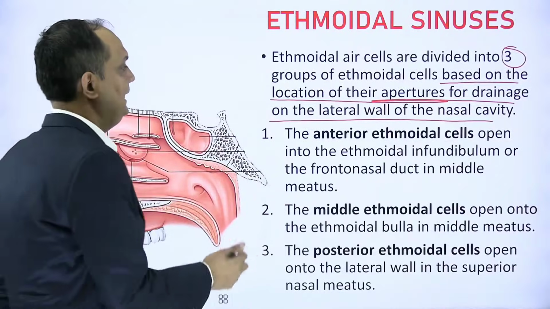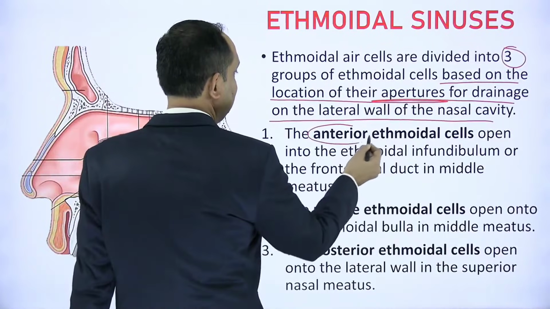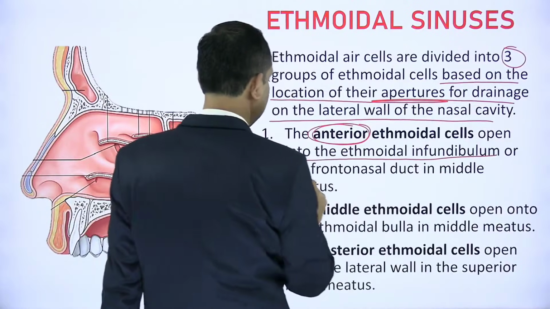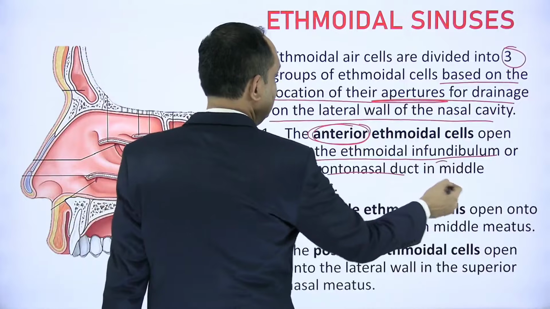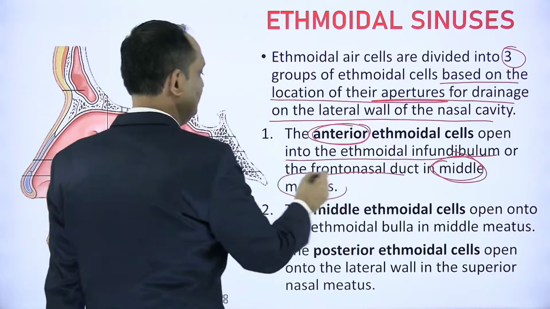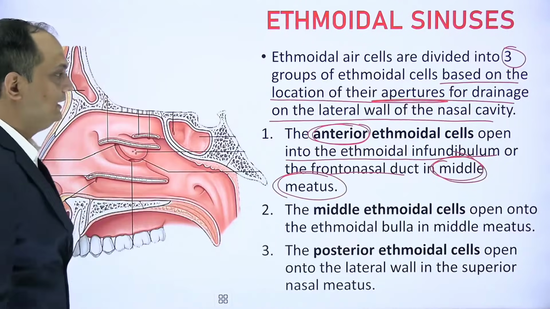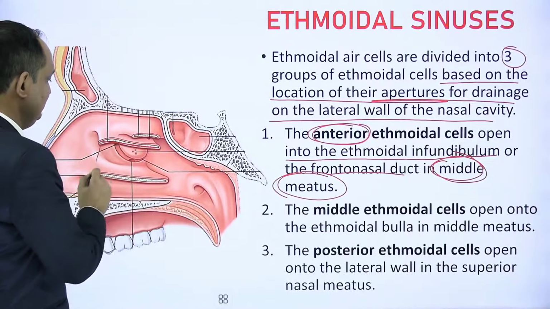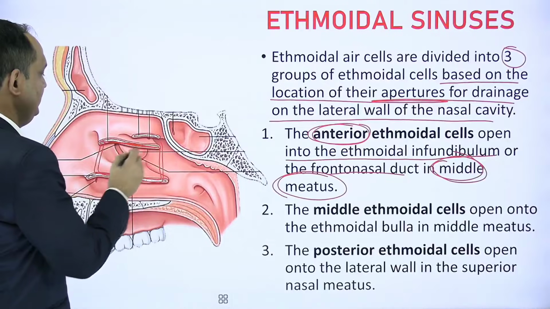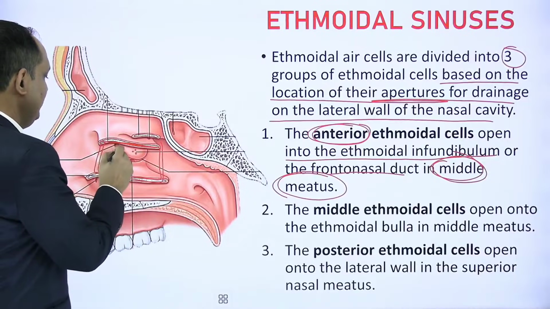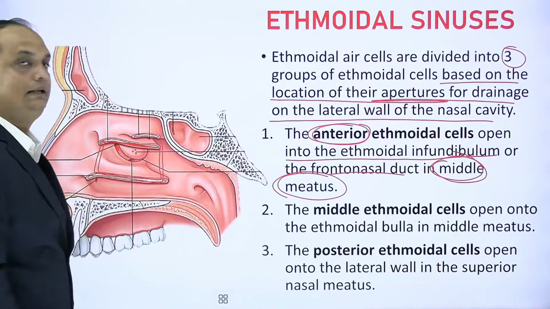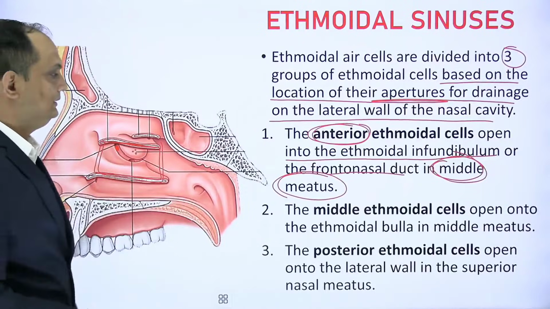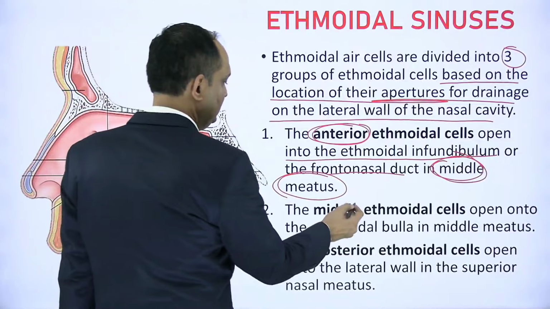First is the anterior ethmoidal air cells. These anterior ethmoidal air cells open into the ethmoidal infundibulum or the frontonasal duct in the middle meatus. So where is the opening of the anterior ethmoidal cells? The answer is in the middle meatus. When you see the middle meatus, in this middle meatus there is an opening here, and this opening is for the anterior ethmoidal cells. Then you will have the middle ethmoidal cells.